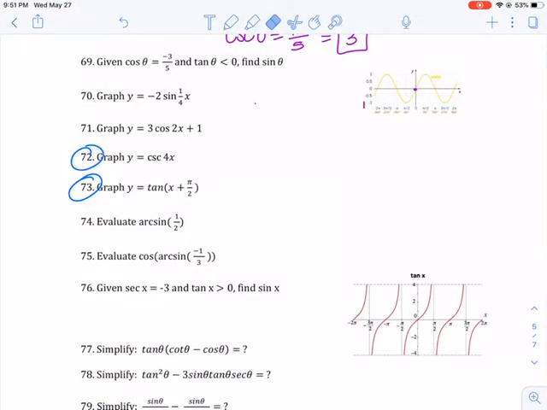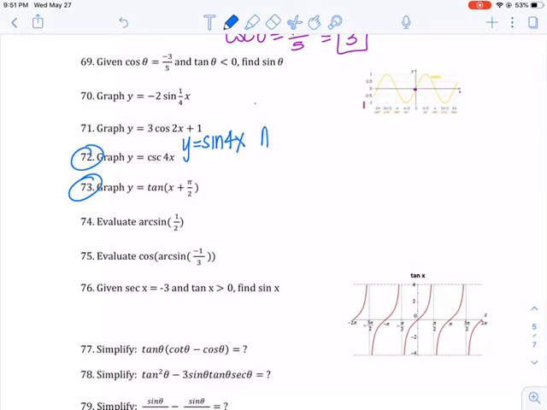Okay, so let's take a look at some of these review questions. So 72, graph y equals cosecant 4x. So we're going to start by graphing the reciprocal function, which would be y equals sine of 4x. Okay, so what's going on with this graph?